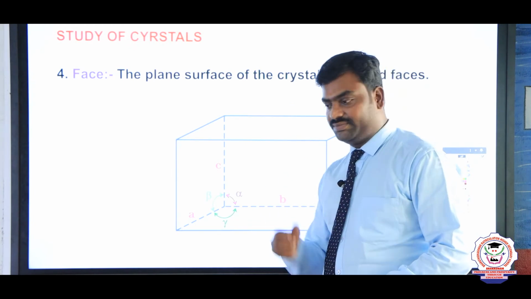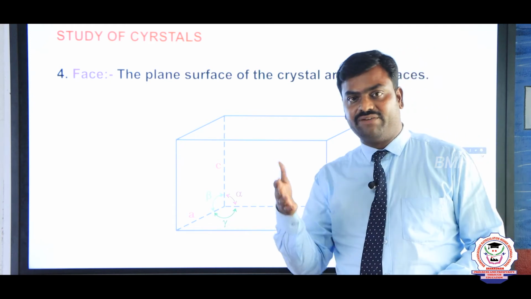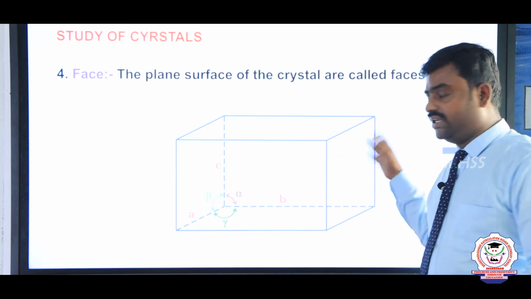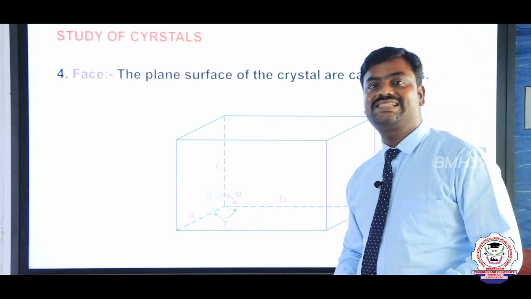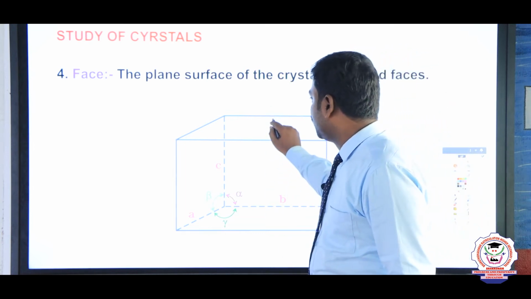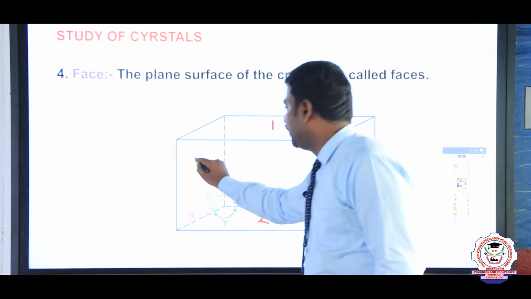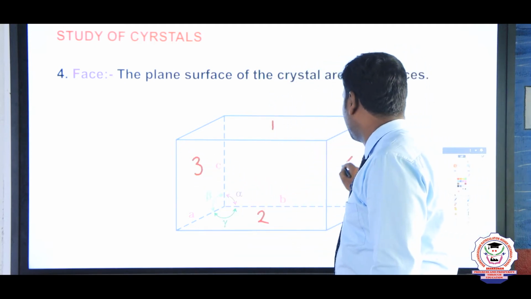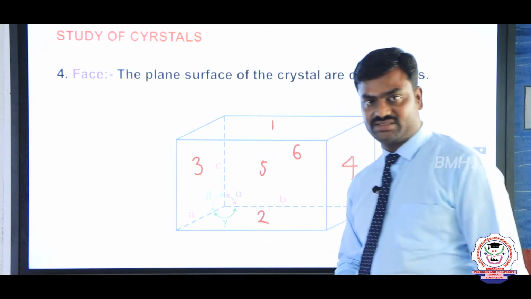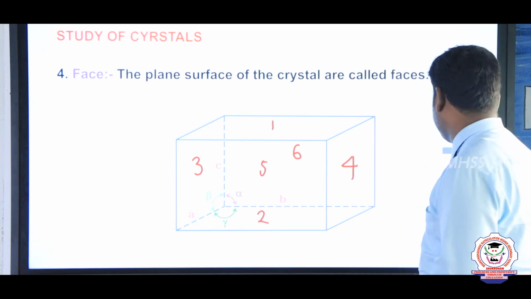What is a face? In a unit cell, there is a boundary. The boundary has a definite shape. The boundary is actually called a face. In a cubic unit cell, there are 6 faces available. What are the faces? See here, we have the top face, the first one, and then the bottom face, the second one. We have the left side face and right side face, and the front face and then the back side face. So there are 6 faces available in the crystal unit cell.